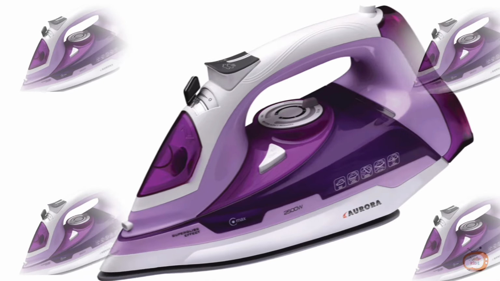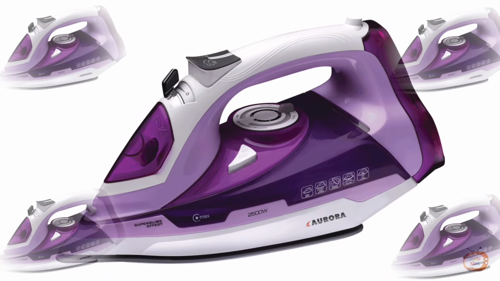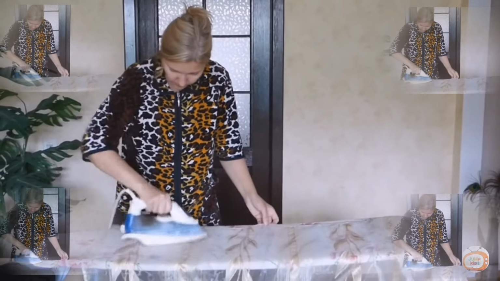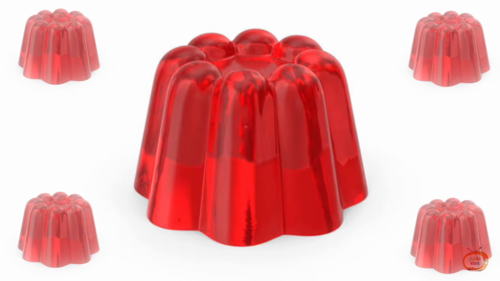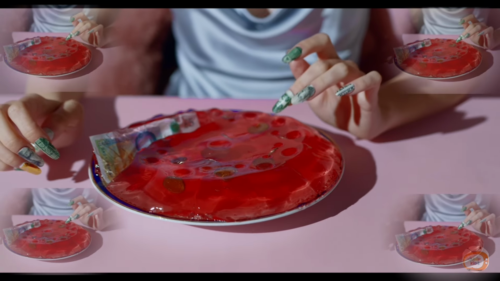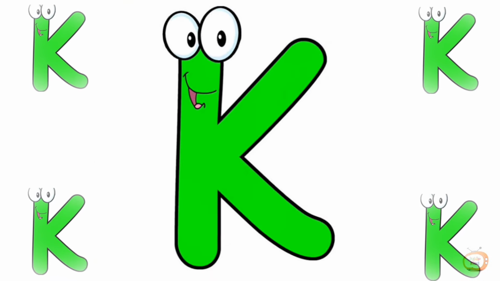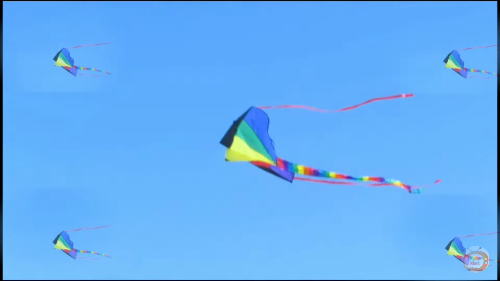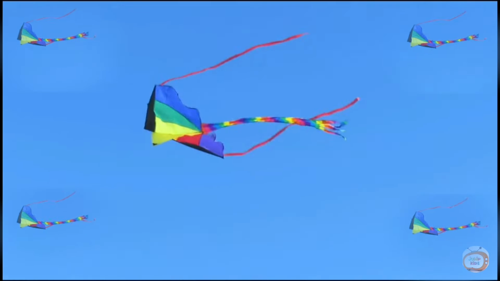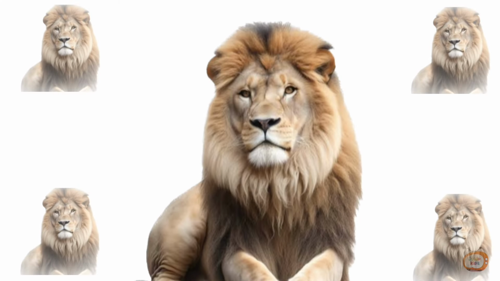I for iron, iron. J is for jelly, jelly. K is for kite, kite. L is for line, line.